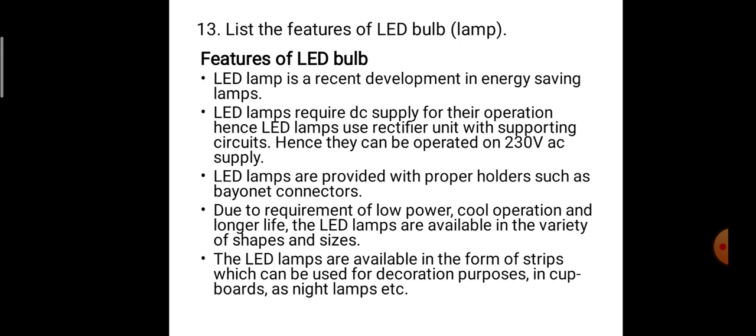13th question. List the features of LED bulb or lamp. Now we are discussing the features of LED bulb. LED lamp is a recent development in energy saving lamps. LED lamps require DC supply for their operation. Hence, LED lamps use a rectifier unit with supporting circuits. Hence, they can be operated on 230 volt AC supply.